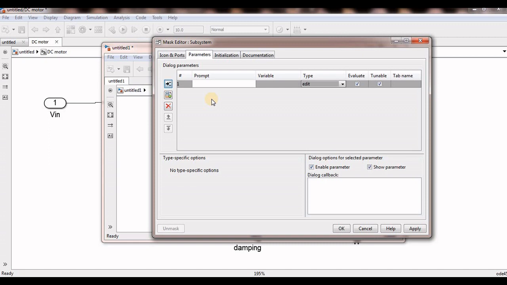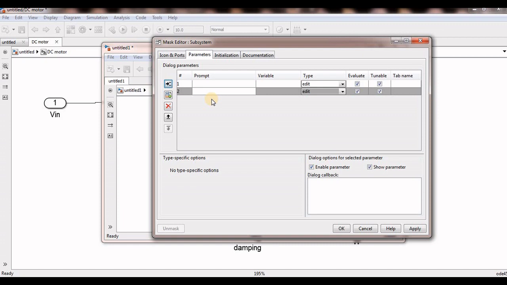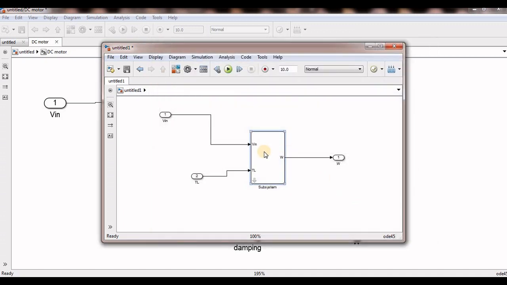In the parameters I can make it motor resistance, so I can make it motor resistance here. The variable name is RA, and like that, inductance L. If I apply it, then see, it will be like a mask.